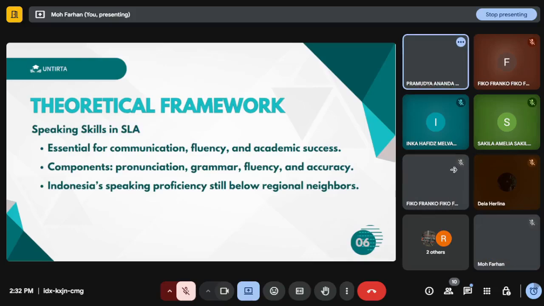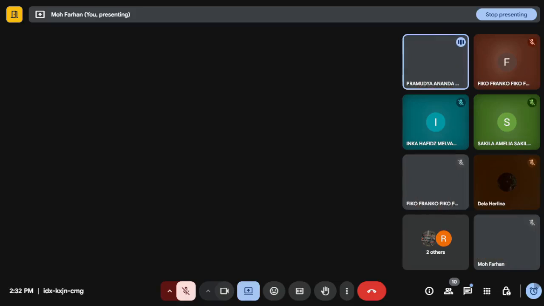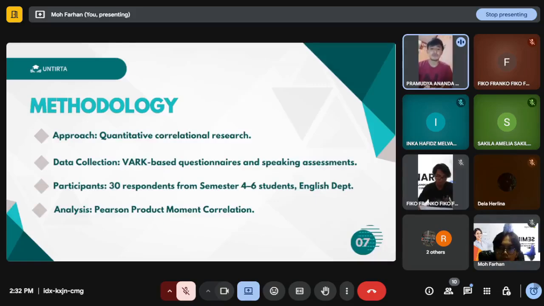We are going to the research methodology. This research uses a quantitative approach, specifically correlation research, and for data collection, it uses a VARK-based questionnaire and a speaking test. Participants are 30 respondents from the 4th until 6th semester at Universitas Sultan Ageng Tirtayasa in the English Education Department. For the analysis technique, we use the Pearson product moment correlation. Okay, next slide please.